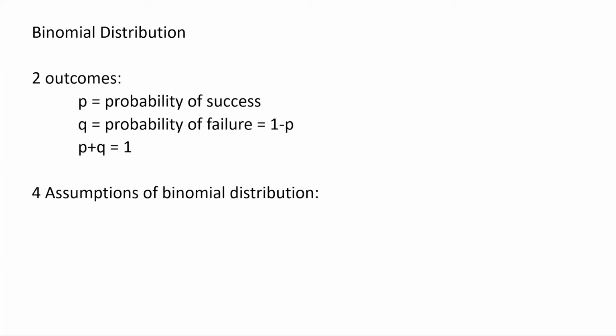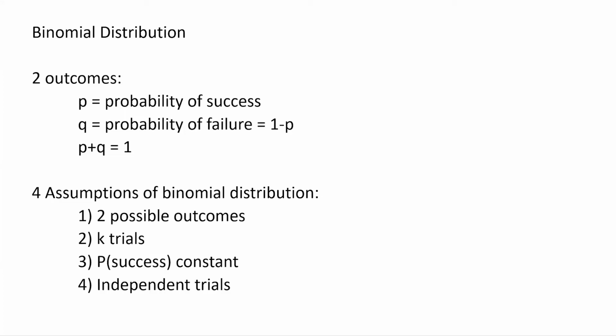There are 4 assumptions of a binomial distribution. The first is that there are only 2 possible outcomes, a success or a failure. And we arbitrarily determine what those are. A success or a failure could be male or female, or heads or tails. It doesn't matter which one out of those we decide is a success or a failure. It's arbitrary, and we'll get into that a little bit more.